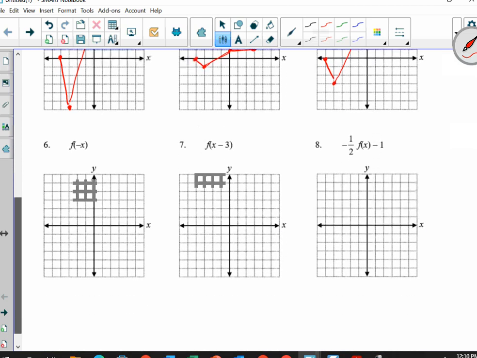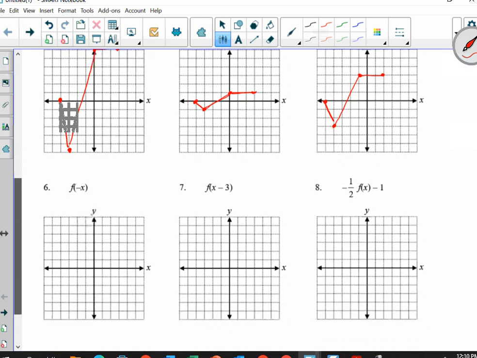All right. F of negative x, what's happening there? Yeah, so switching. So let's see. 4, 0. Okay with that? All right. F of x minus 3, where are we going? Yeah, so. Okay.